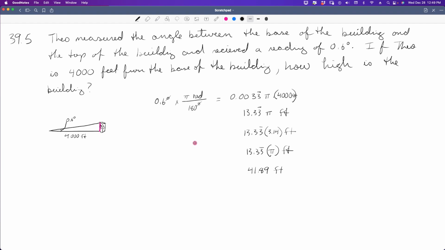All right, that is all I have for 39A. I want you to do the practice problems for this section and then move on to 39B.